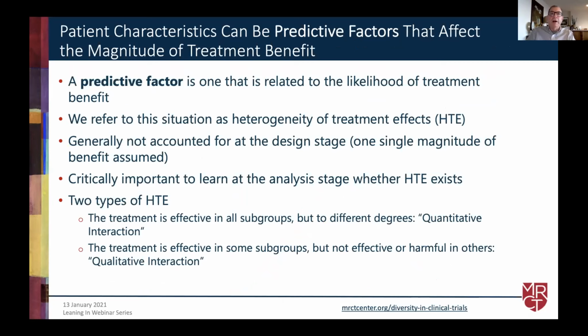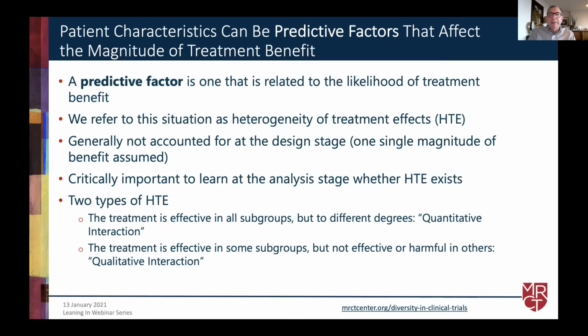A predictive factor, on the other hand, is one that's related to the likelihood of a treatment benefit. And when a factor is predictive, we observe differences in outcomes between subgroups, we refer to this situation as heterogeneity of treatment effects. Now, usually we don't account for HTE at the design stage. We generally assume a single magnitude of benefit that applies across the population, but we often observe heterogeneity at the analysis stage. And it's critically important to learn at the analysis stage whether heterogeneity of treatment effects exists.